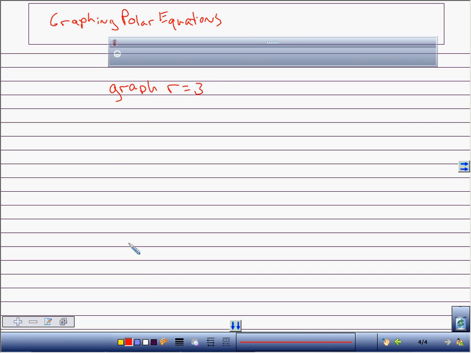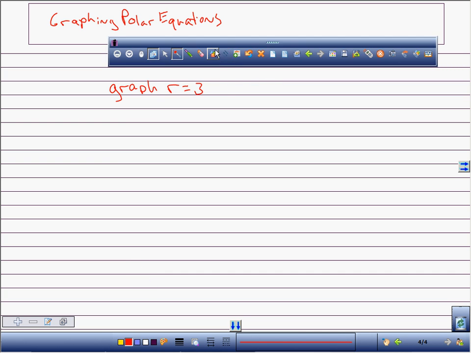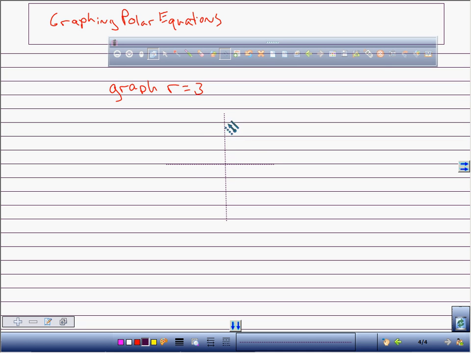Oh, how do you know that, Trevor? Trevor guessed. So if you were to graph this, r equals 3, and you're graphing in polar form, I guess I should have a polar grid, but I don't. The radius is always 3, right? So what Trevor said is exactly correct.